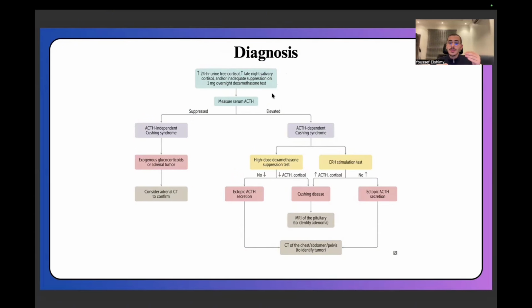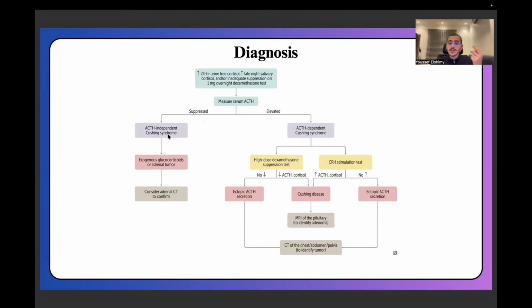Now, you established that the patient has Cushing's syndrome. How would you differentiate the causes? How would you know if it's from the exogenous use or from the adrenal gland or from the pituitary or ectopic? We then move on to a low dose dexamethasone suppression test. So dexamethasone is basically a corticosteroid, like cortisol. So we first give a low dose, then we measure the serum ACTH. If it's suppressed, if we found out that the ACTH levels are low, it means that it is an ACTH independent Cushing syndrome. It means that the ACTH has no role in increasing the cortisol production.